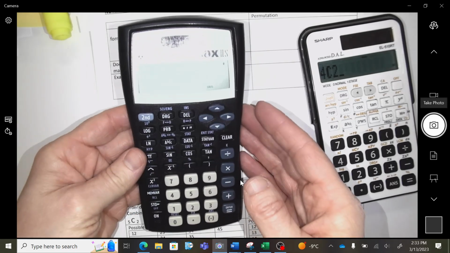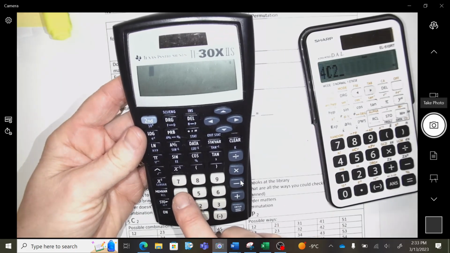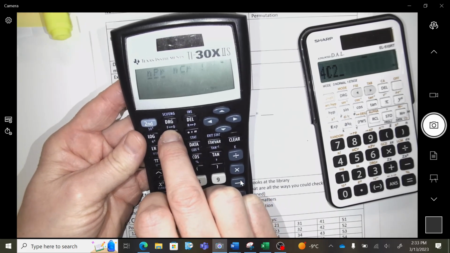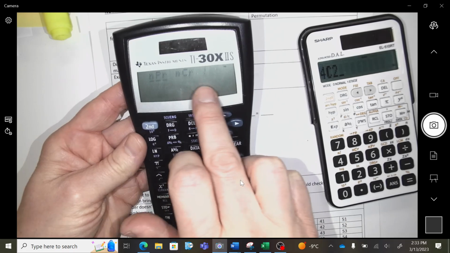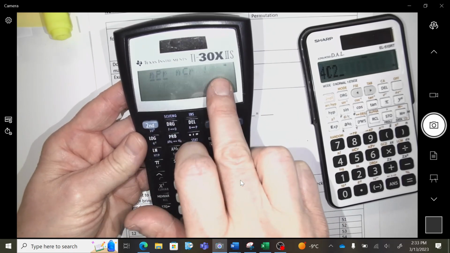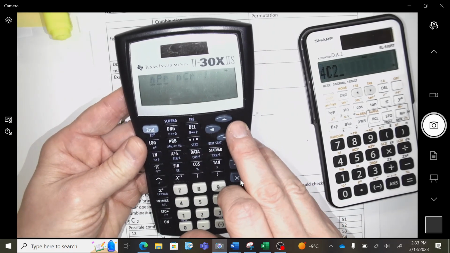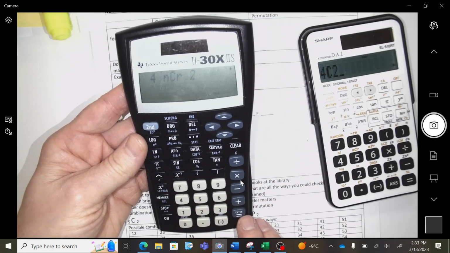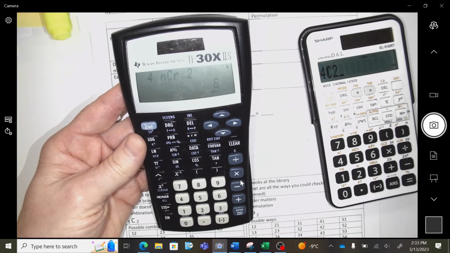Okay, so some of you had that other type. On that type, you do 4, then you hit your probability button. And then your probability will always give you the options. We are going to do all of these in there, but for this one, you would go to the right, enter, and then hit 2, and then enter again. So not as user-friendly, but you can get there.